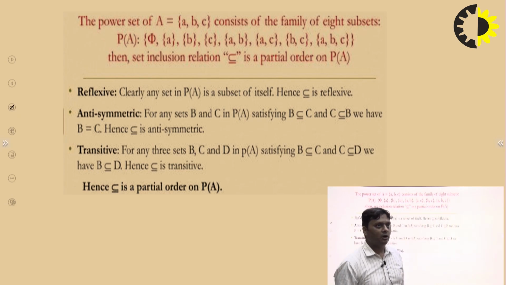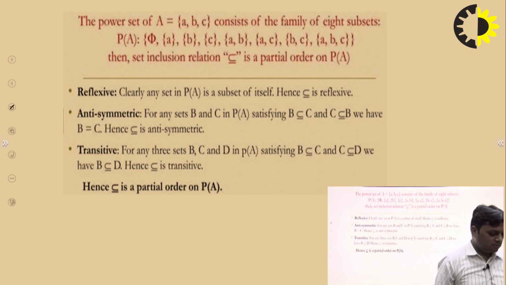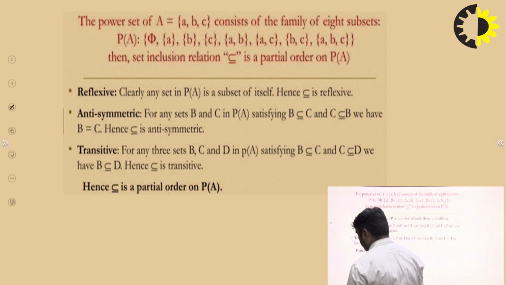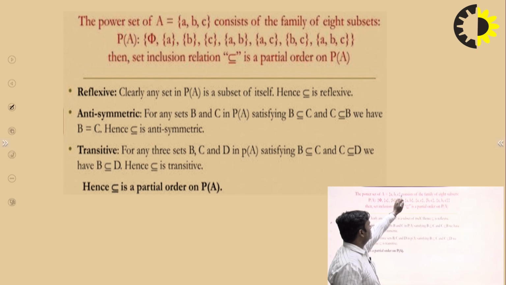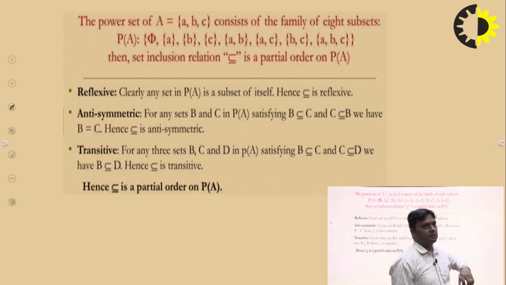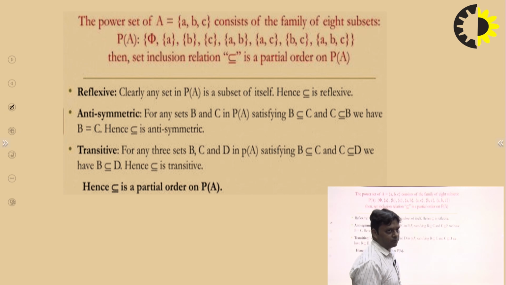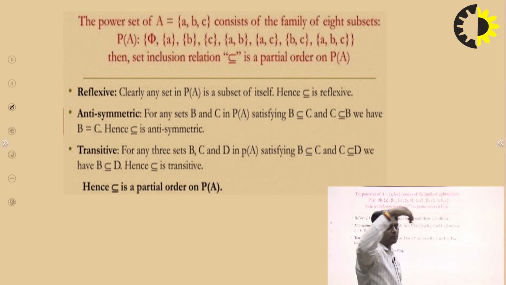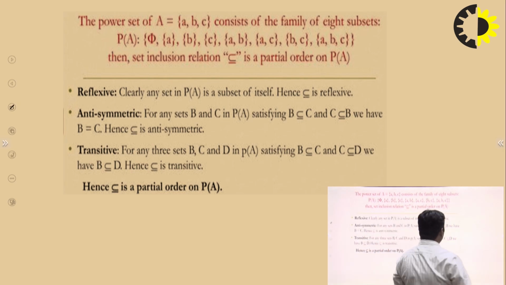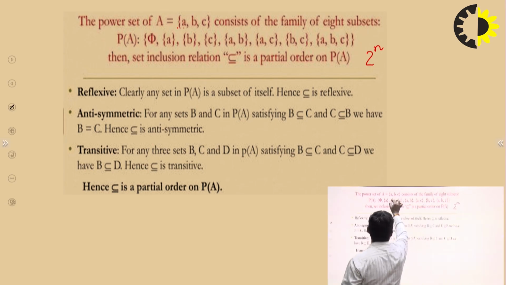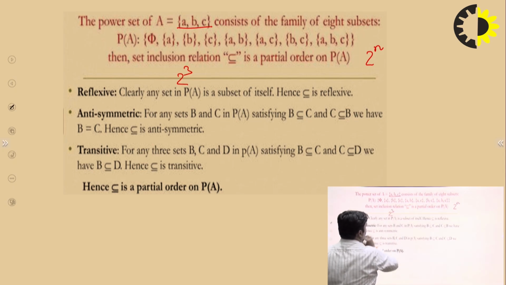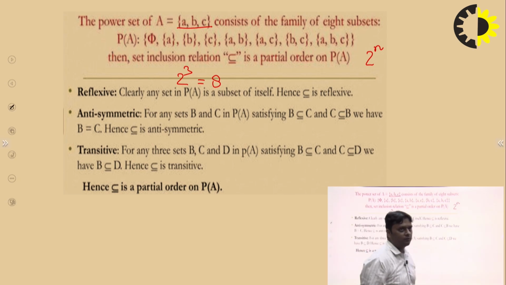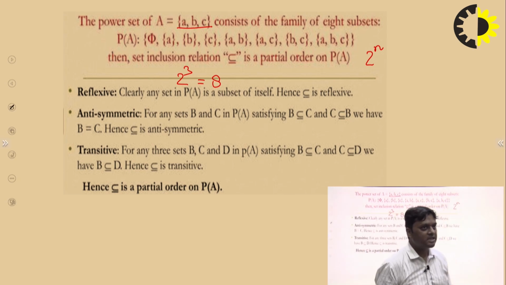The power set of A, when the elements are A, B, C. Then find out the power set of A. If there are n elements in a set, then the number of elements in the power set should be 2 to the power n. Here the number of elements is 3, so 2 to the power 3 is 8, then the number of elements in the power set should be 8.